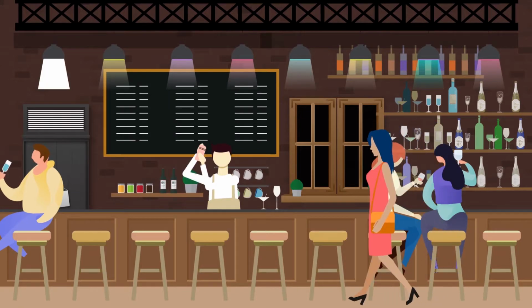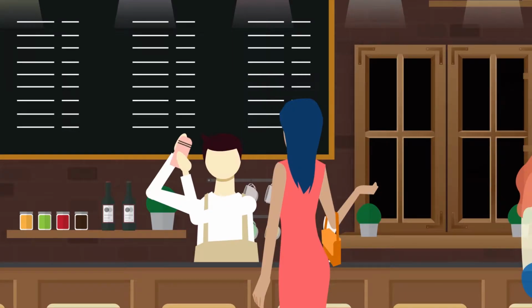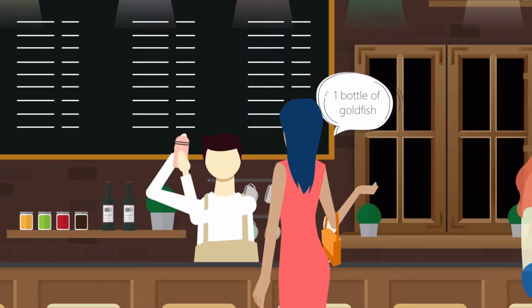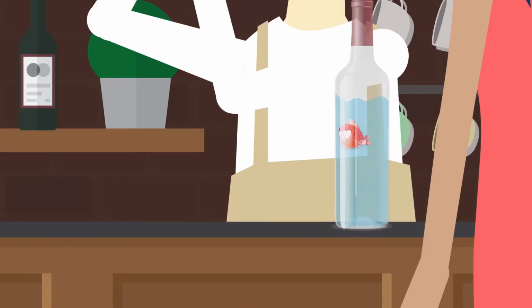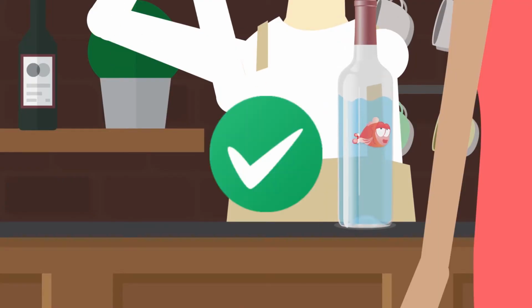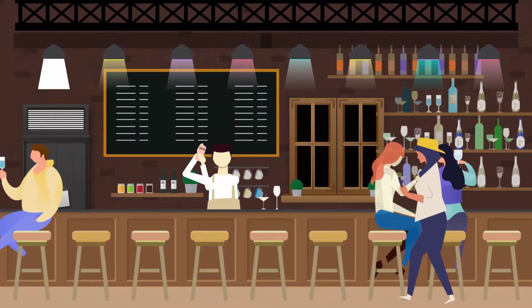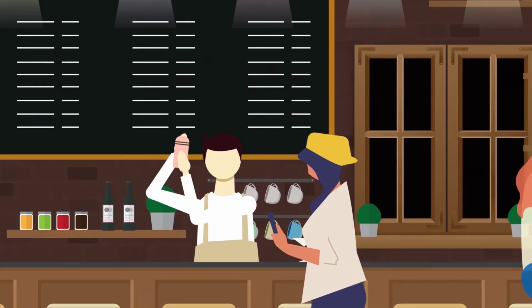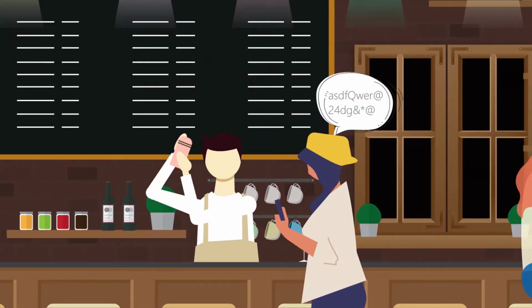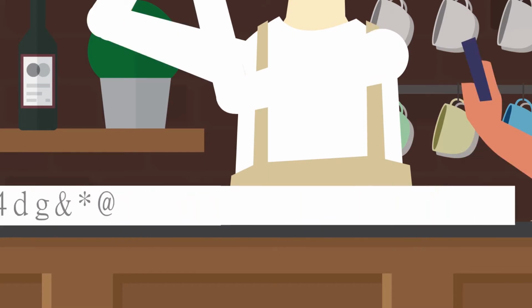Test case 6. A test engineer walks into a bar. I'd like to have a bottle of goldfish. Test case 7. A test engineer walks into a bar. I'd like to have a SDFQWER at 24DG and *at.